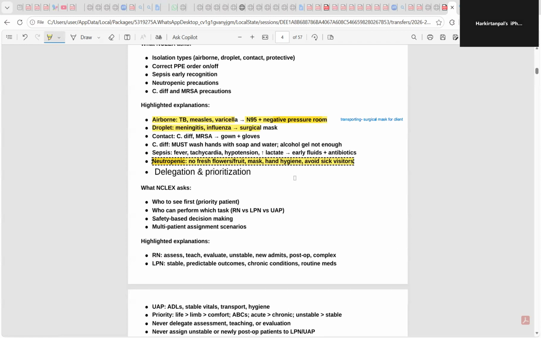Neutropenic means the WBC count is low, the neutrophils are low. These are the cells which provide our immunity. So if these levels are low, what happens? The client can easily get infection. We can minimize the infection rate by taking some precautions: avoiding fresh flowers, fresh fruits and vegetables, giving a mask and doing proper hand washing. We can also avoid visitors, especially sick visitors, and avoid overcrowding. Like that we have to take the precaution measures.